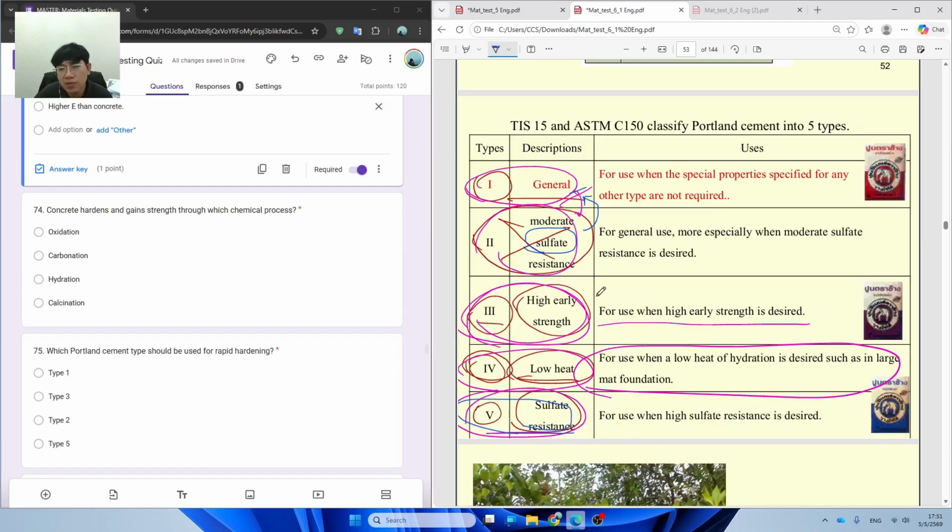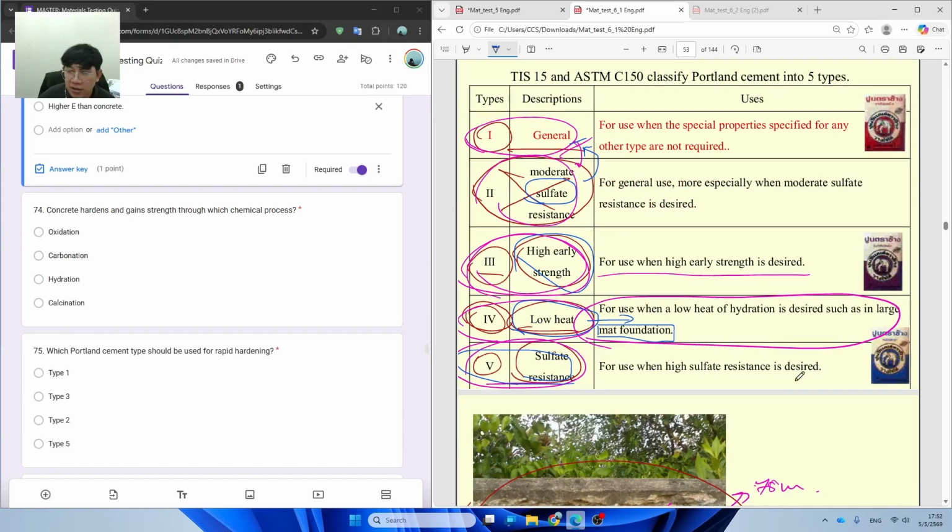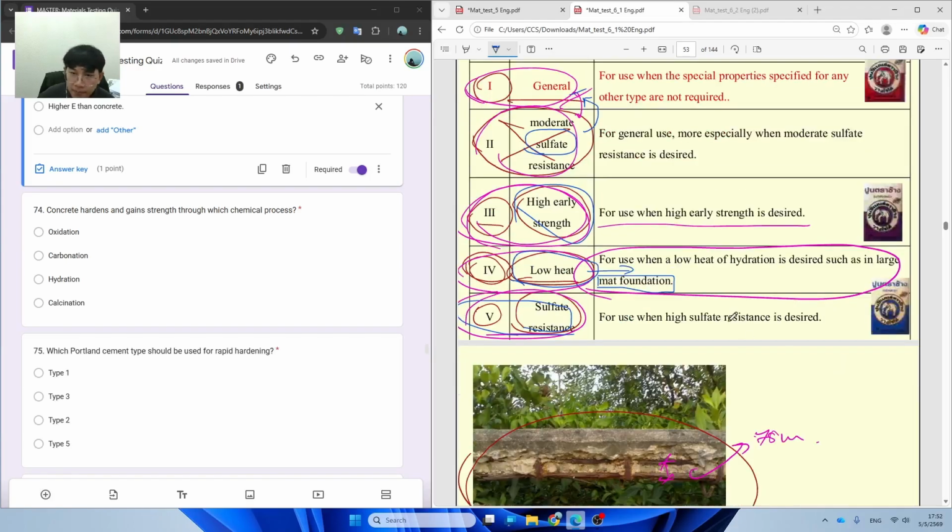Type 3 is the one we use when we would like to remove the formwork early and get a really high early strength. Type 4 is the low heat cement, suitable for mat foundations or big structures to avoid cracking. And the last one is sulfate resistant cement for the sea area or coastal area, which provides really high resistance to sulfate.